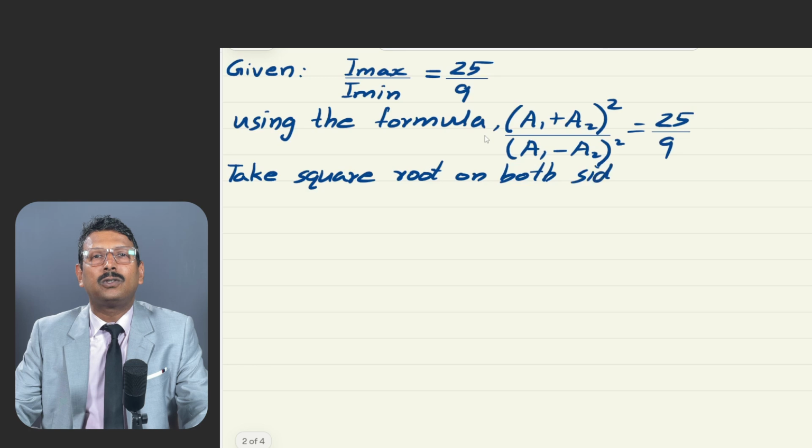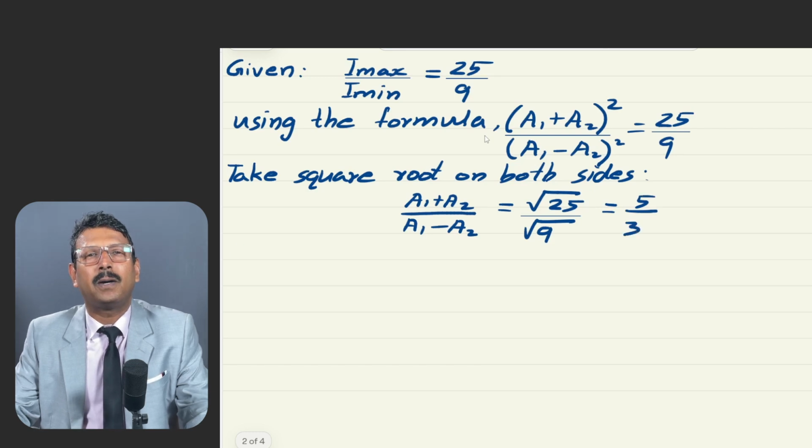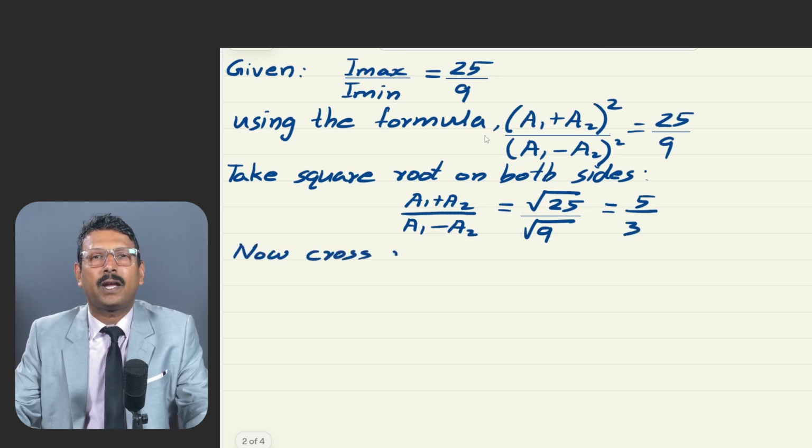Now to remove this square, we have to take the square root on both sides. While taking the square root on the left side, the square root and square will cancel. So A1 plus A2 divided by A1 minus A2 is equal to, on the right side, square root of 25 divided by square root of 9, that is equal to 5 divided by 3. Fine. Now this is the time to get the values of A1 and A2. To solve this, do a cross multiplication.